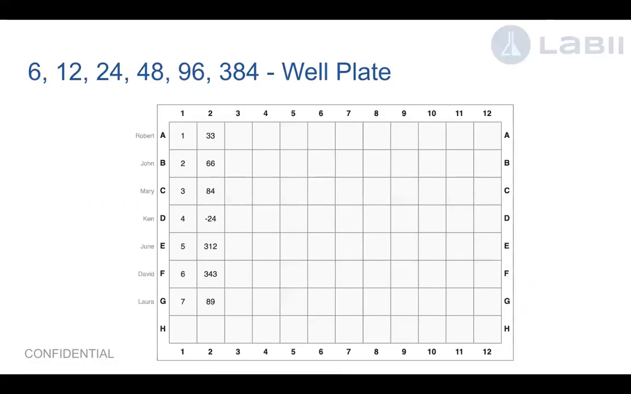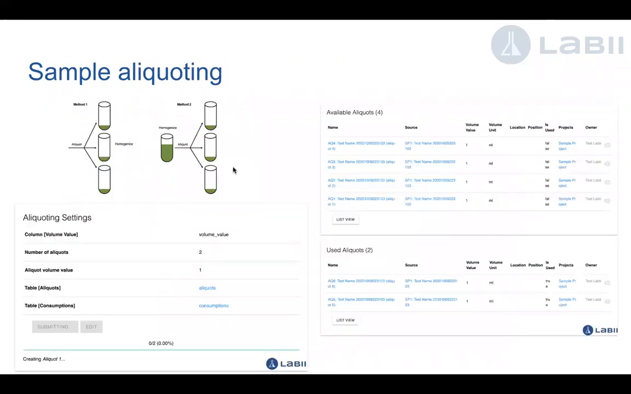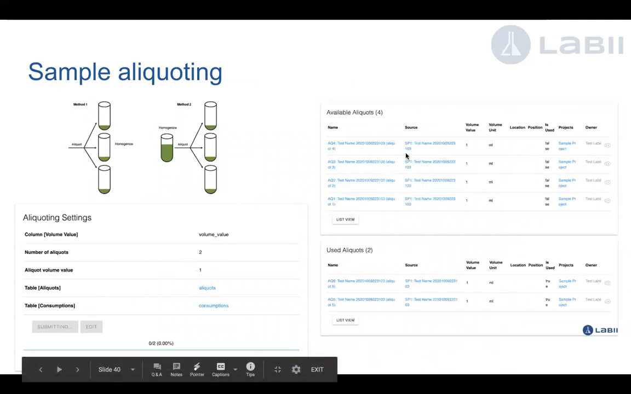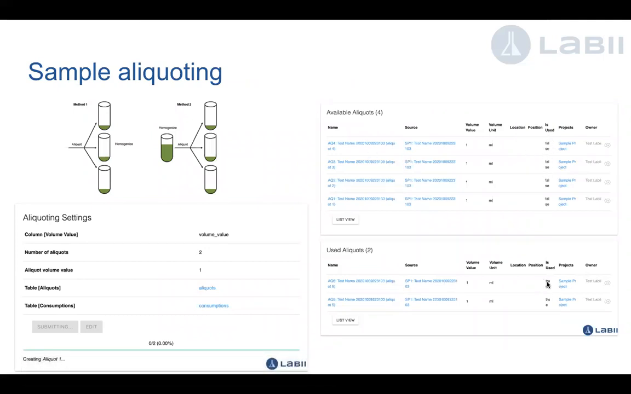First, we introduce a lot of well plates, which means if you're trying to design some well plate, it can be very convenient just using this well plate directly. And then we also have a function to help you do the sample aliquoting, which means you just need to tell the system how many aliquots you need, and then just click submit. It will create all the aliquots for you, and then it can mark which aliquot is already used, which aliquot is still available. So that's how to create the sample aliquots.